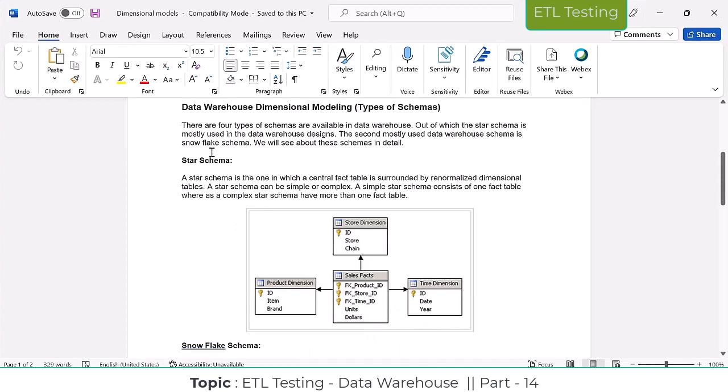There are 4 types of schemas available in data warehousing, out of which the star schema is mostly used in data warehousing design. To build data warehousing projects, they use these models. Based on this approach, they build the data warehousing project. Clear, guys? Clear?